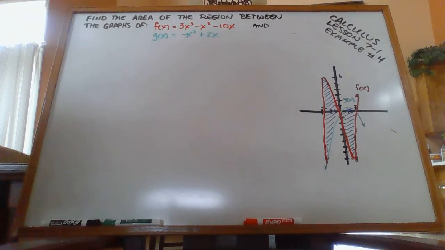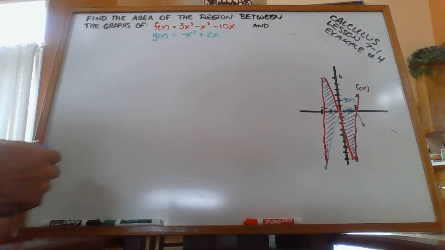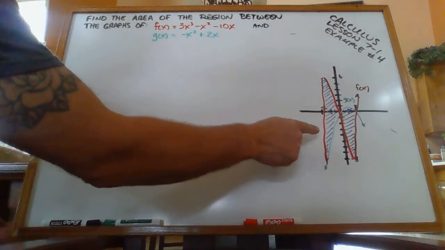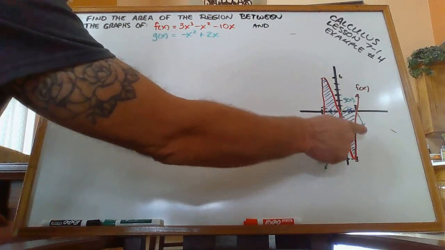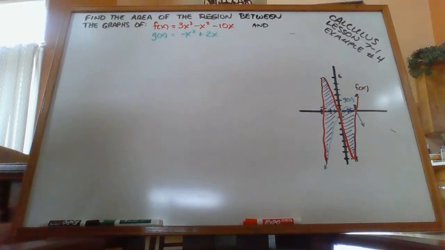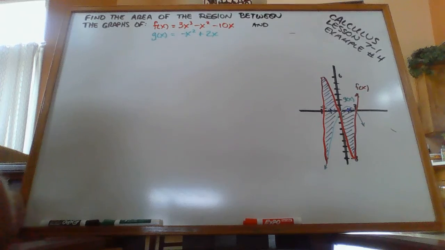Okay, so this next problem, we're going to find the area of the region between the graphs of f of x = 3x cubed minus x squared minus 10x, and g of x = negative x squared plus 2x. So f of x, the red curve here, goes like this. G of x is the green curve, goes like that. And we actually have two regions that we need to find the area of.